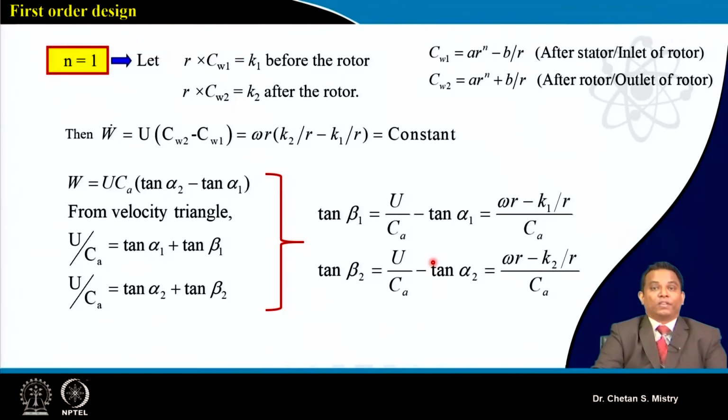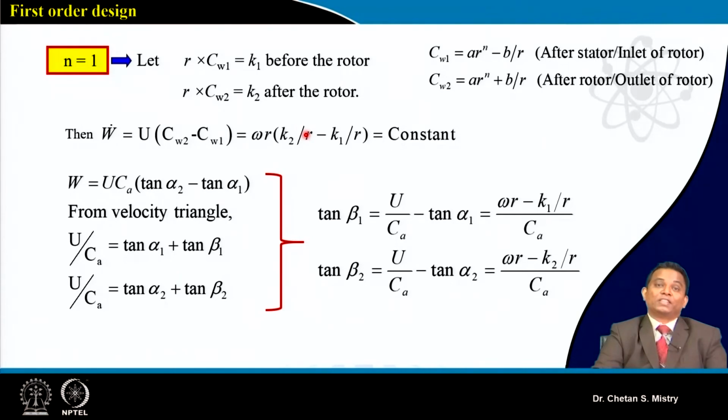Now the next step is, let's consider my n equal to 1 condition. When I take my n equal to 1 condition in this formula, I simplify this form by assuming my R into Cw1 equals some constant K1, and my R into Cw2 equals some constant K2. If we consider this and put it in my work done equation, that is U into Cw2 minus Cw1, it comes out to be constant.